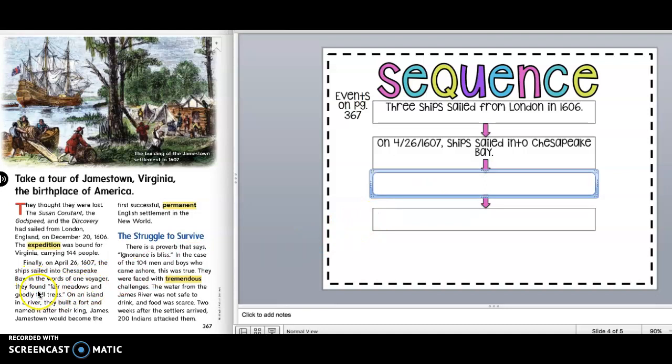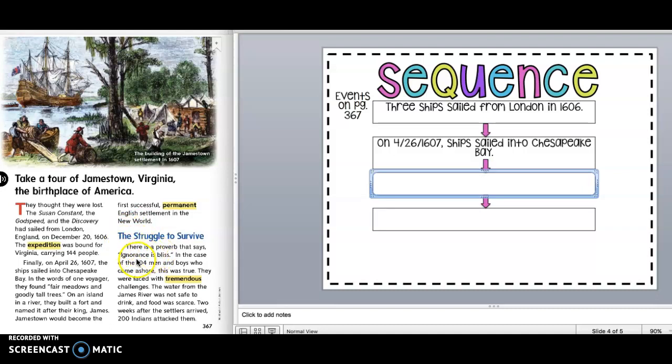In the words of one voyager, they found fair meadows and goodly tall trees. Good information, but doesn't necessarily signal something important's happening. On an island in a river, they built a fort and named it after their King James. Jamestown would become the first successful permanent English settlement in the New World. Again, that's amazing information. It gives me lots of background, but I don't need to include that into my sequence. So let's keep going and let's see another event that happened after 1607.